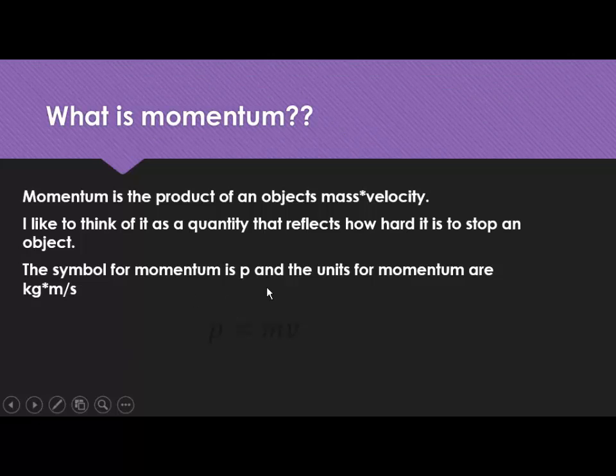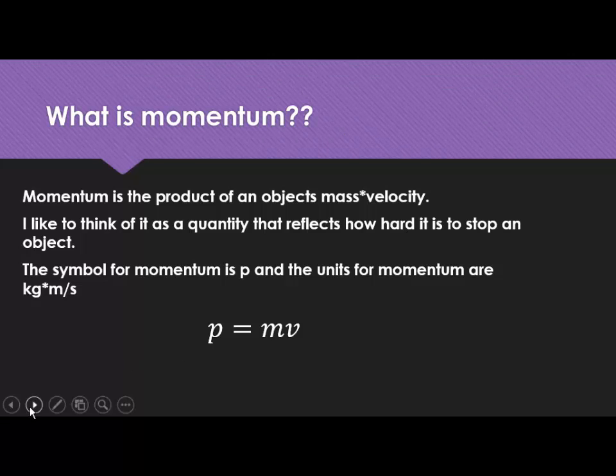In physics, we use a lowercase p to stand for momentum. I don't really know why. I guess everything else was taken. But the units for momentum are kilograms times meters per second, because the formula is mass times velocity. So kilograms is our mass and meters per second is our velocity. So here is our formula to calculate momentum.